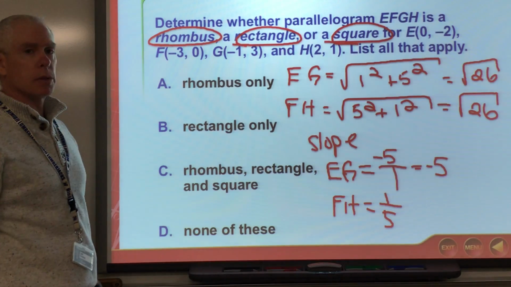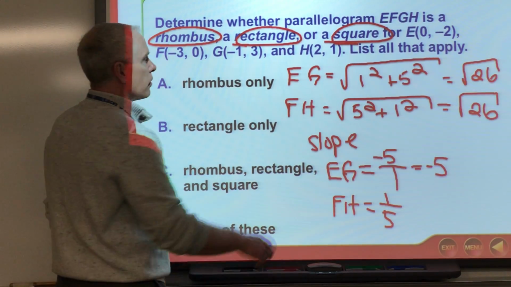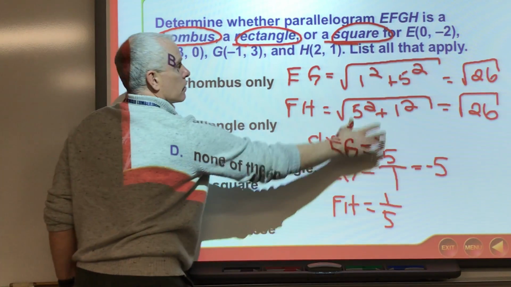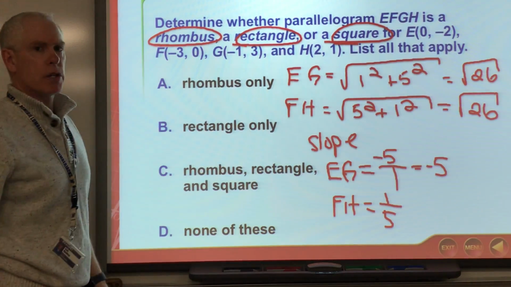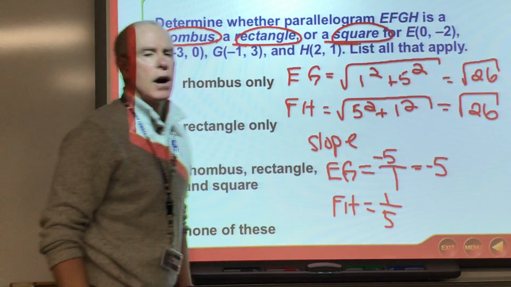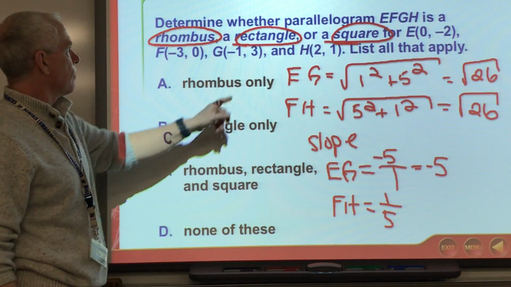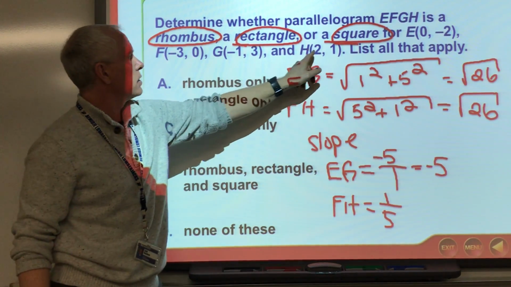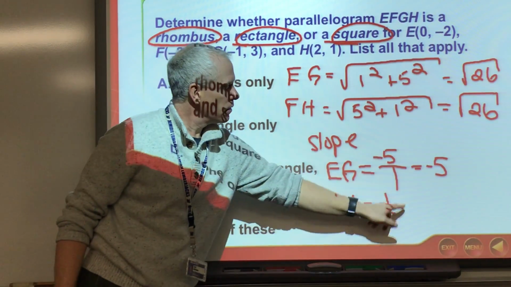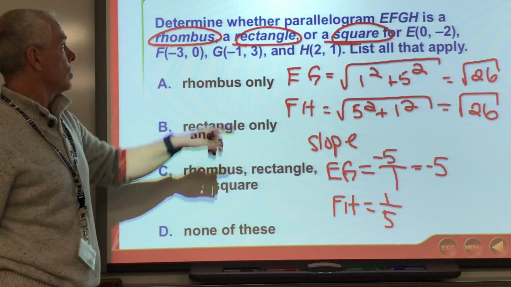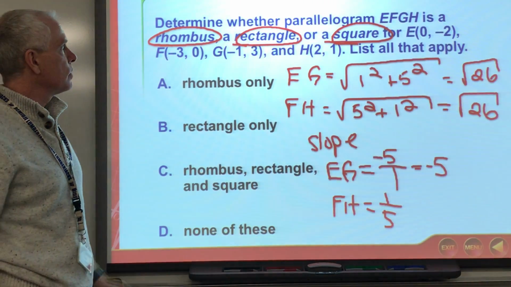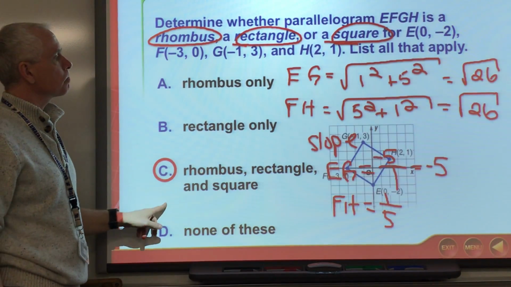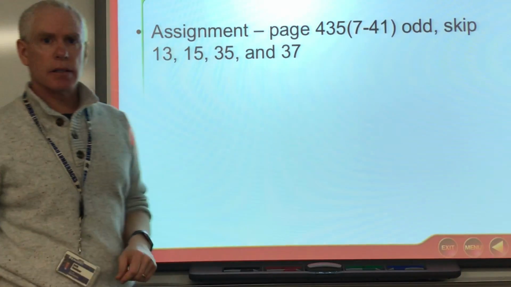Now I'm going to measure the slopes of those same diagonals. So for EG, change in y's, -2 minus 3 is -5. 0 minus -1, the change in x's, is 1. So I get -5 for the slope of that one. FH, 1 minus 0 is 1. That's the change in y's. Change in x's, 2 minus -3 is 5. These two are opposite reciprocals, so now I know it's a rhombus. Well, if it's a rectangle and a rhombus, it must also be a square. So I can choose all three. Okay, there's your assignment. Good luck.